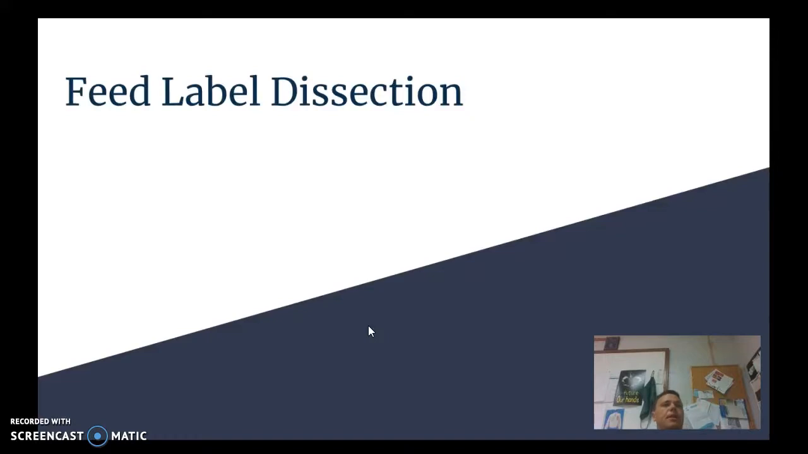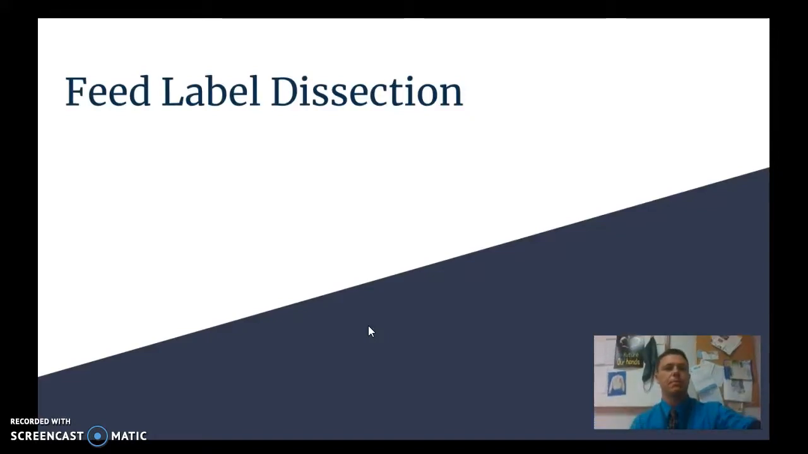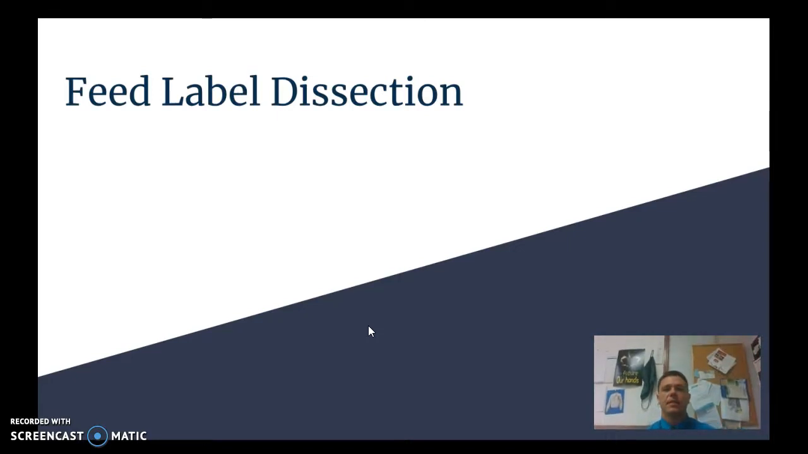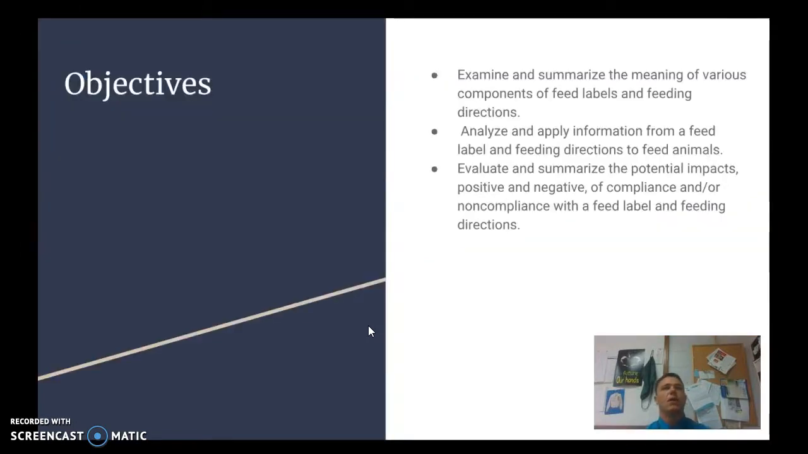After we are done here with the history of animal science, we're going to pump right into animal science itself. And so we're going to be dealing with feed labels. Our objectives are to examine and summarize the meaning of various components of feed labels and be able to apply that information to how we actually feed an animal, and then evaluate and summarize potential impacts, positive and negative, of compliance or non-compliance with a feed label and feeding directions.